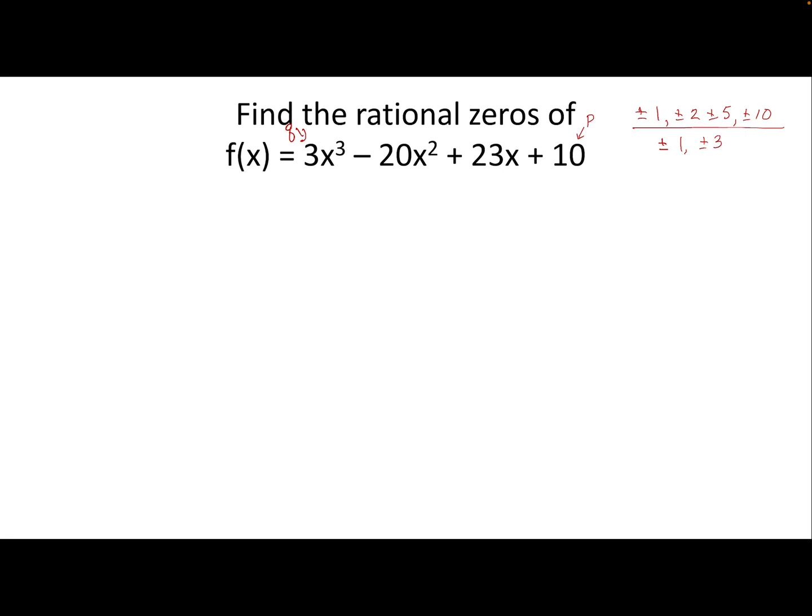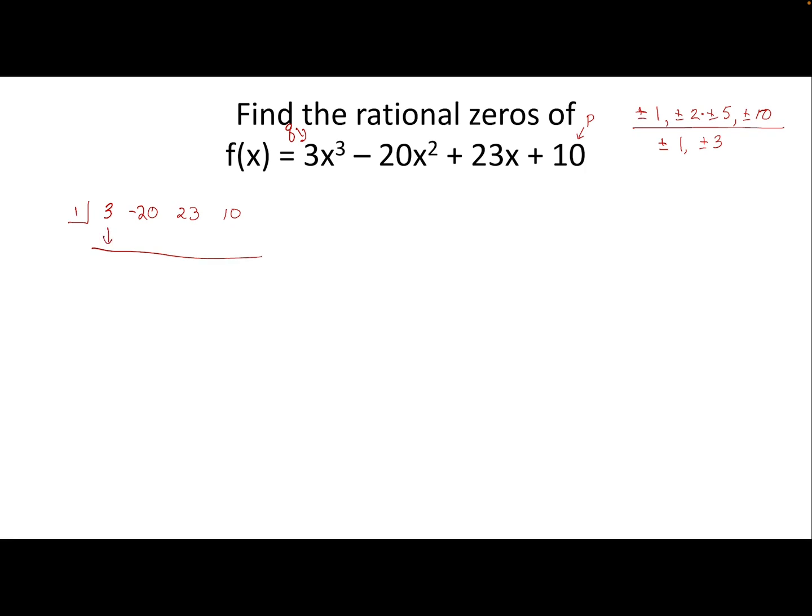So net result is we could have 1 over 1, 1 over 3, 2 over 1, 2 over 3, 5 over 1, 5 over 3, 10 over 1, 10 over 3, plus all of those negatives. So we're going to write out our synthetic division problem. We have a 3, a negative 20, a 23, and a 10. We're not missing anyone. And we're going to try 1.